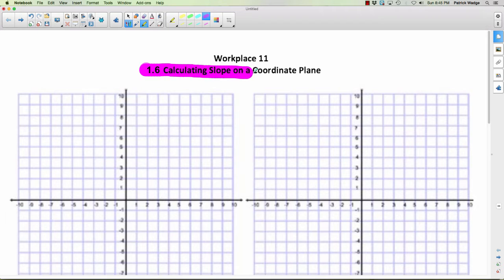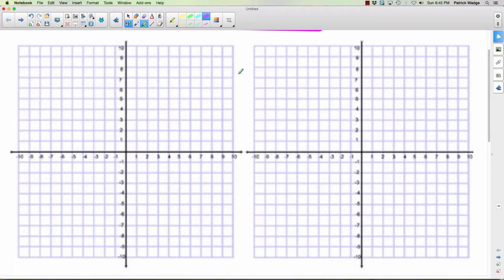Anyway, we're up to 1.6. We're going to calculate slope on a coordinate plane. These are coordinate planes. There's two of them here. Let's just focus on one. So I'm sure you remember this. You put points on here, right? I'm going to give you some terms that you may or may not remember.